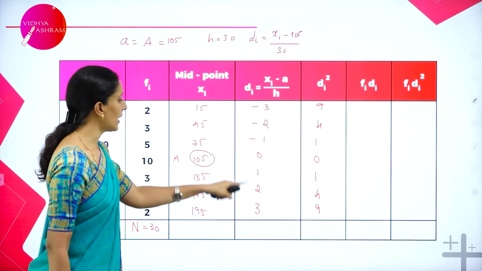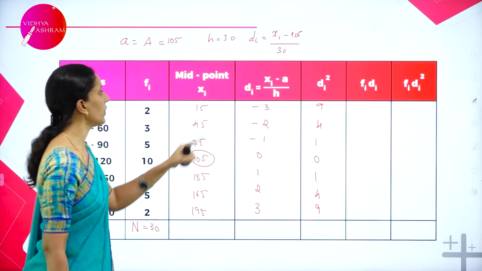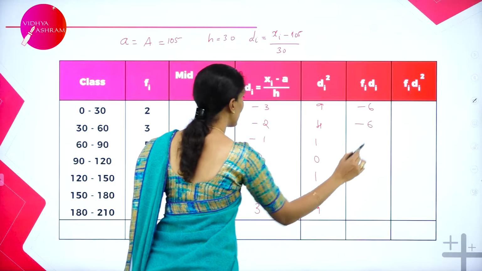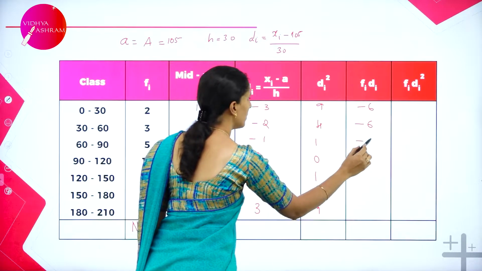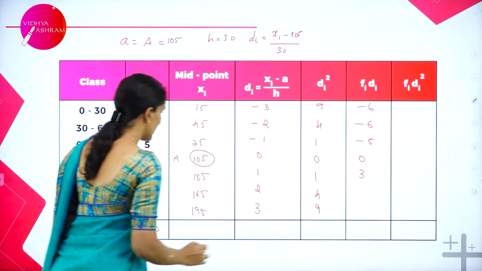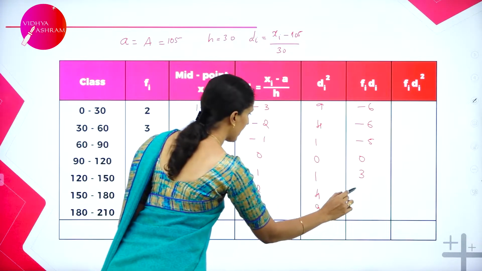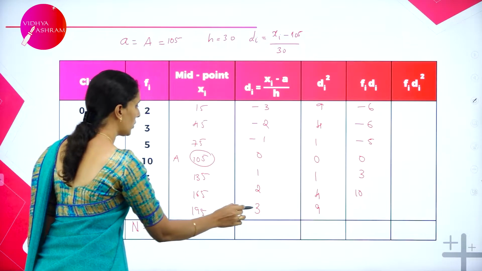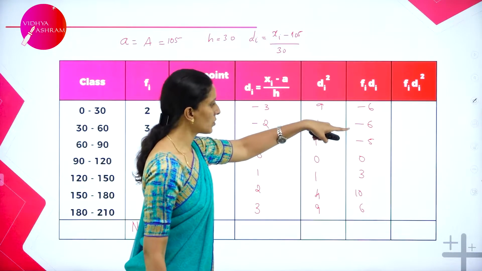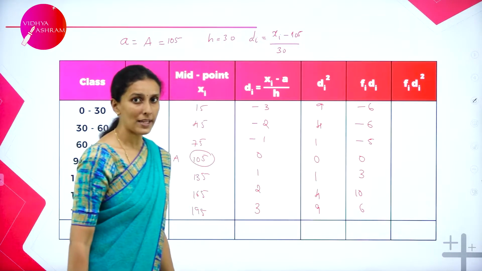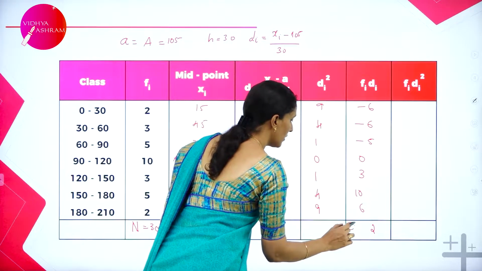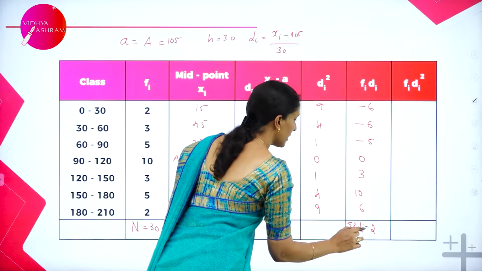We have both negative and positive values. First, 2 into minus 3 is minus 6. 3 into minus 2 is minus 6. 5 into minus 1 is minus 5. Next 0. Then 3 into 1 is 3. Similarly 5 into 2 is 10. Next 2 into 3 is 6. When you add all this, minus 12, minus 17, then plus 19. Minus 17 plus 19 becomes 2. So summation fi di is equal to 2.